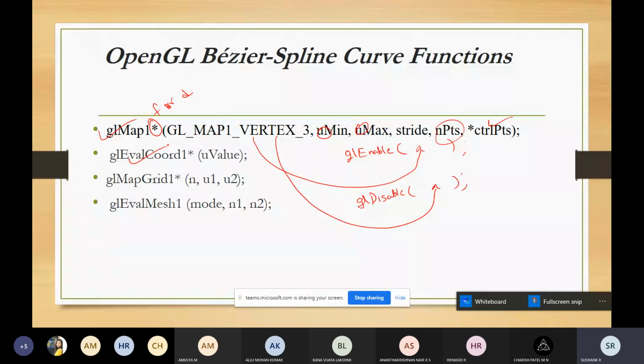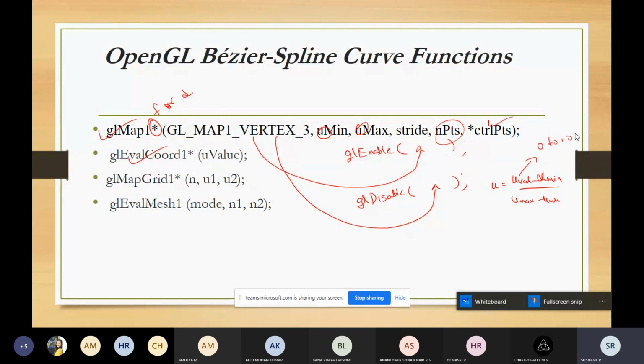If you want to calculate the coordinate positions along the curve path, you can use the evaluate coordinate function. Here the u value will be within the range between u minimum and u maximum. It is calculated by the formula u equals u value minus u minimum, divided by u maximum minus u minimum. Usually this u value will be in the range of 0 to 1.0.